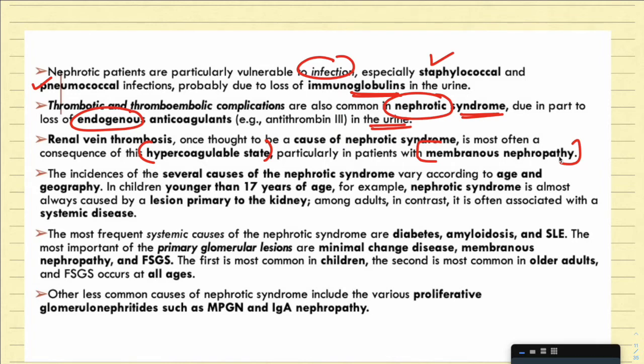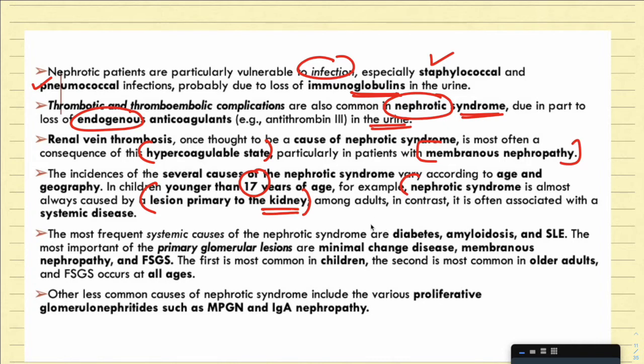So, the incidence of several causes of nephrotic syndrome can vary according to age and geography. In children younger than 17 years, for example, nephrotic syndrome is almost always caused by a primary lesion of the kidney. That means only there will be some abnormality in the kidney. There is no secondary disorder. That means nephrotic syndrome does not occur secondary to any kind of disorder.